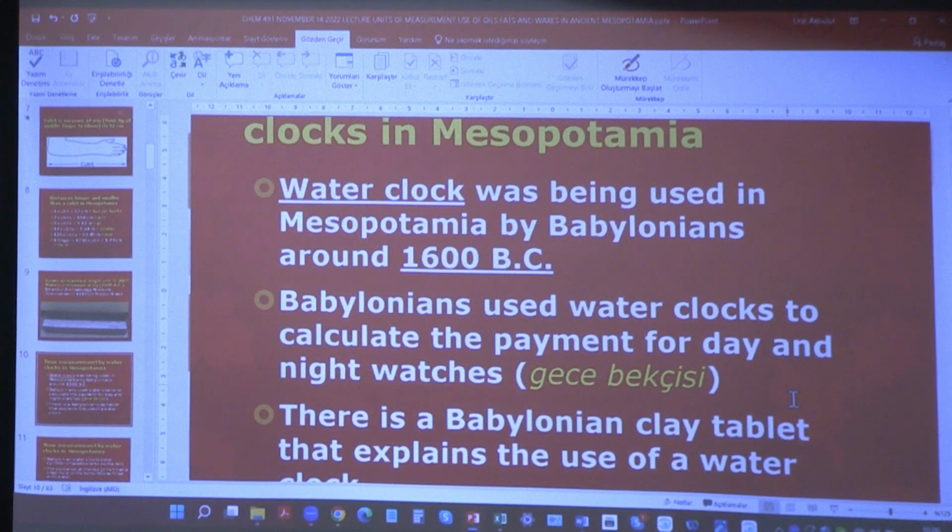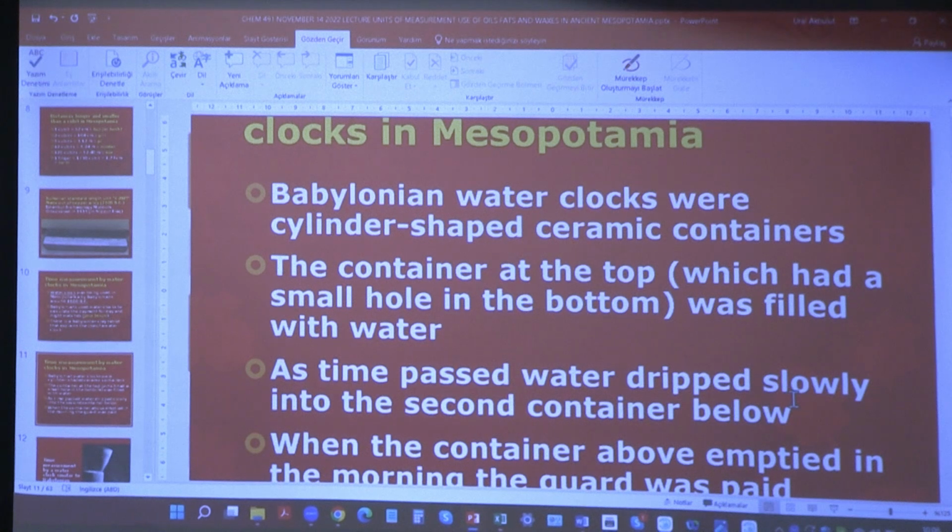So they knew the difference between the length of day and night. So they changed the amount of water at the top. Now, they had a ceramic container at the top. It had a small hole, and then they had another, empty one at the bottom. So it dripped into the one at the bottom.